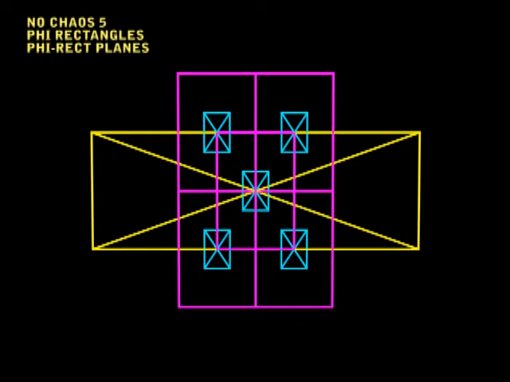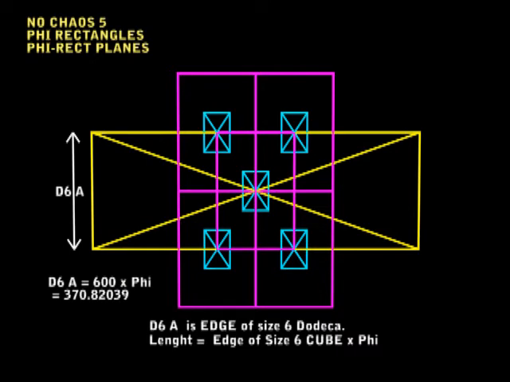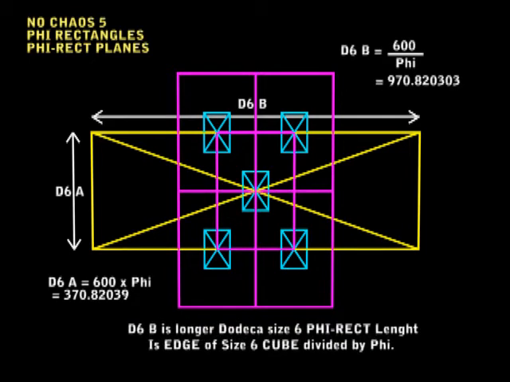Okay, I think I better show you some dimensions. I've showed this in earlier videos, but nobody was interested. We'll start by our first measurement. Now this is the length of a dodeca edge. This will be the length of the edge of a cube times phi. Okay, let's do the longer edge of that rectangle. We'll call this length DB6B. And we can get this measurement by dividing the 600 by phi.